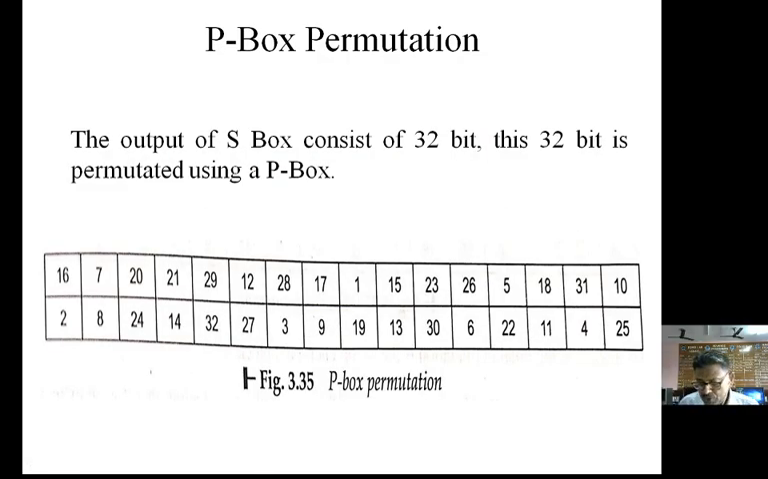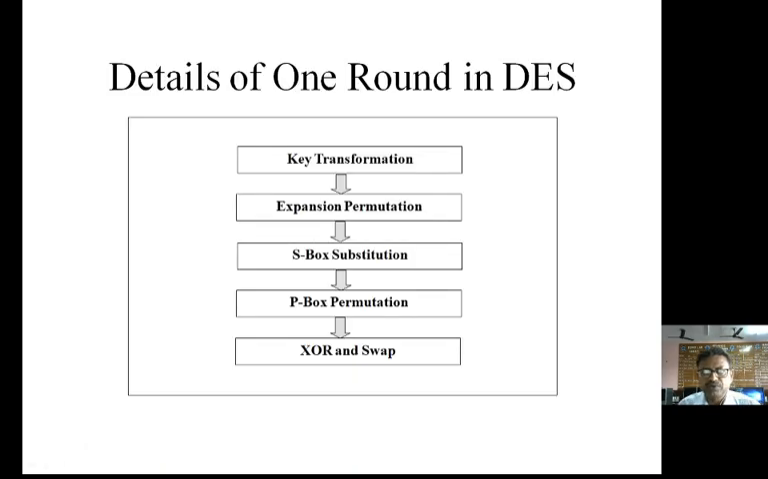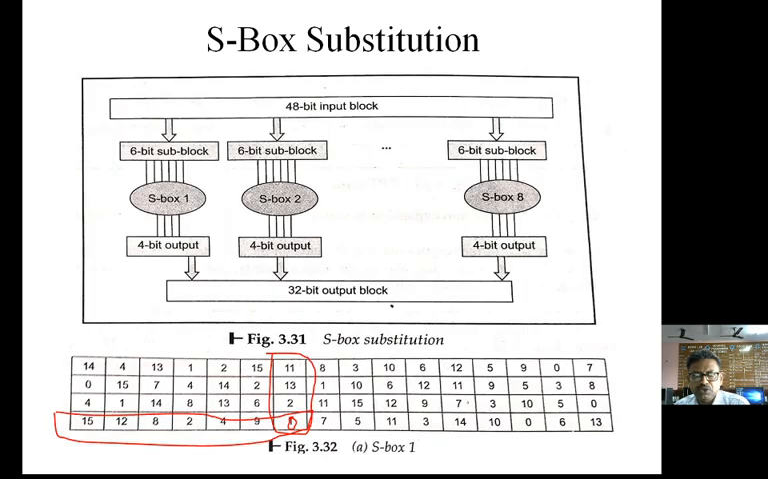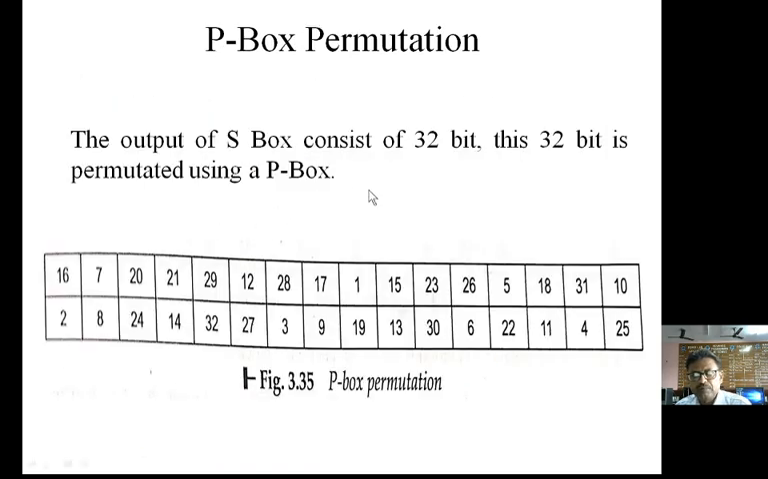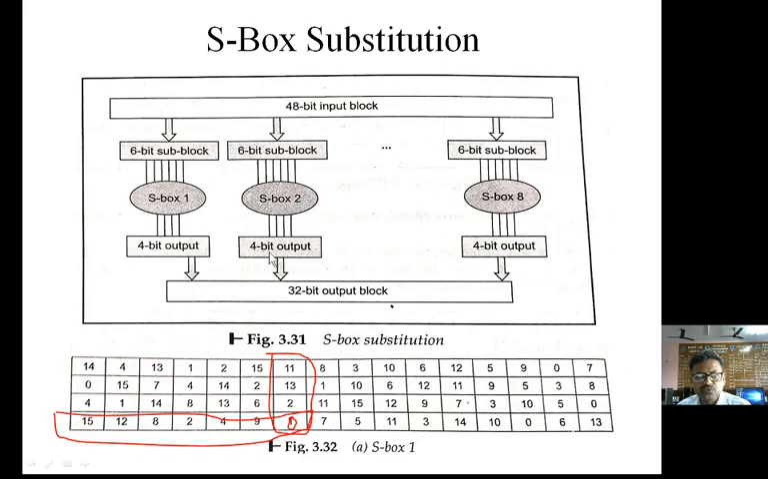Then we have the P-box permutation. So let us go back. We have done the key transformation, we have learned about the expansion permutation, and we have learned about the S-box substitution. And now the fourth step in one round is the P-box permutation. The output of the S-box consists of 32 bits. Why is it 32 bits? Because each block is 4 bits, and there are 8 such blocks, so the result will be 32 bits.